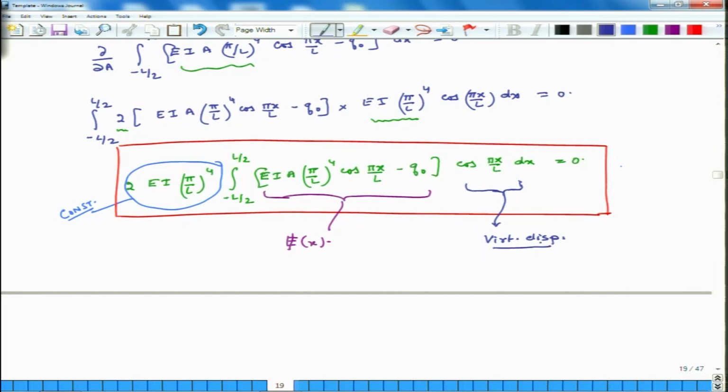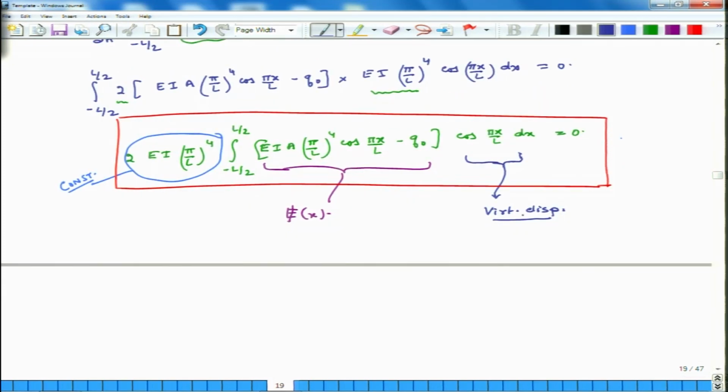So what that means is that if I try to minimize the integral of the square of the error over the domain, essentially I will get the same equation as the principle of virtual work, with the condition that the virtual displacement field will be similar to the actual displacement field.